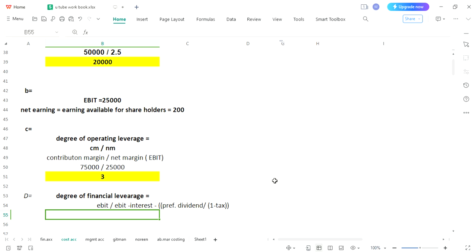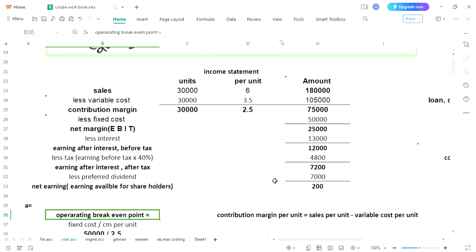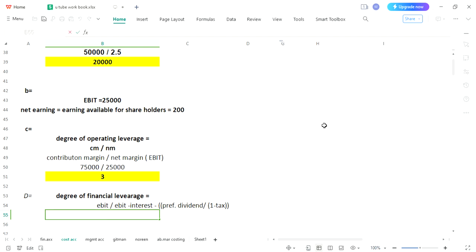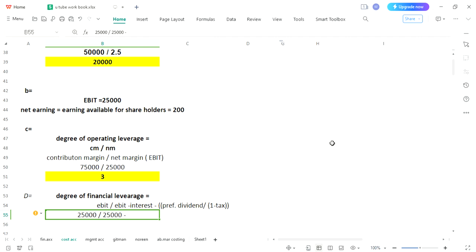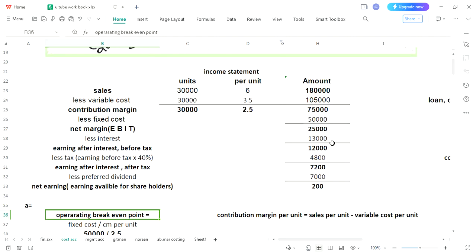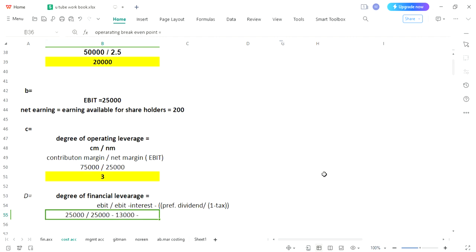The formula is completed. Now let's start putting in the amounts. We need EBIT, earning before interest and tax, 25,000. Put 25,000 over here, and then we need to divide by EBIT again, 25,000. We need to subtract the amount of interest. Go back and see, here is the amount of interest, 13,000. Put 13,000 as the amount of interest, and then we need the preferred dividend, which is present over here, 7,000. So put 7,000, but divide it by 1 minus the tax rate, which was 40%.